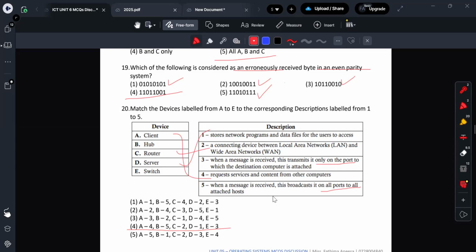The switch. Why? Because a switch transmits data only to the specific port. Right? And the fifth one is hub. So don't get confused between a hub and a switch. A hub, when it receives data, broadcasts it to all ports regardless of the destination. Whereas a switch transmits data only to the specific port where the destination computer is connected. So the answer is option number 4.